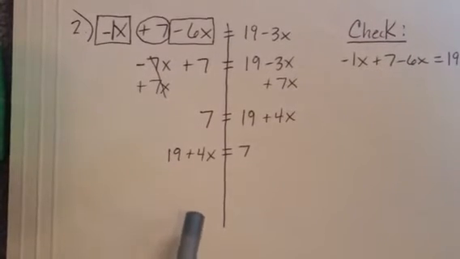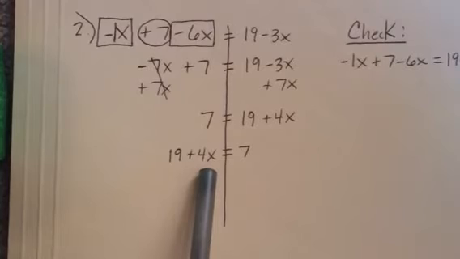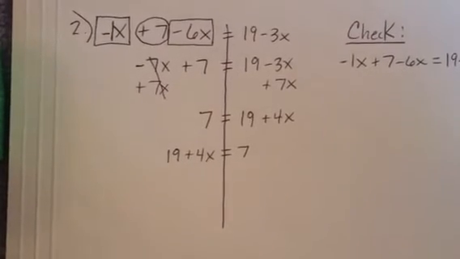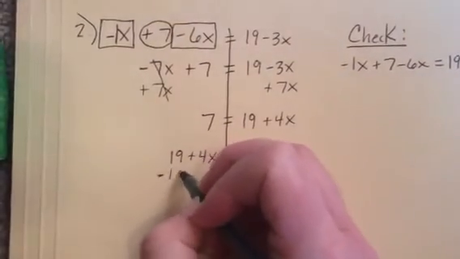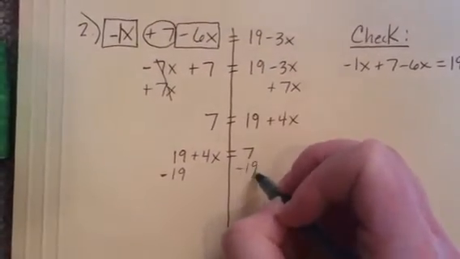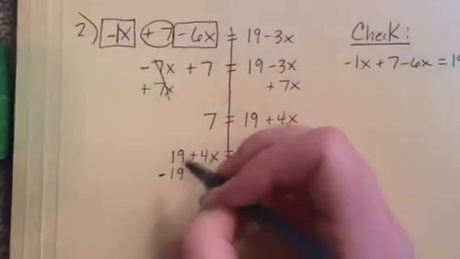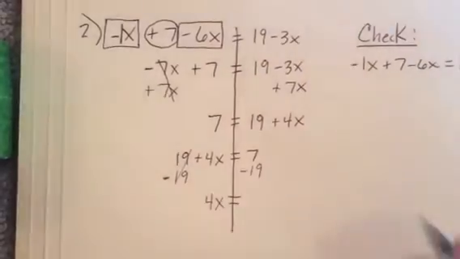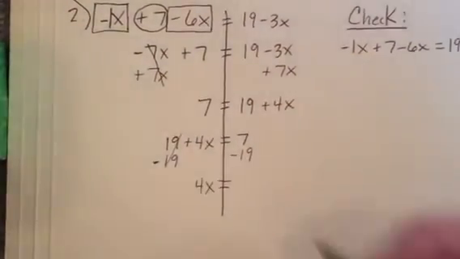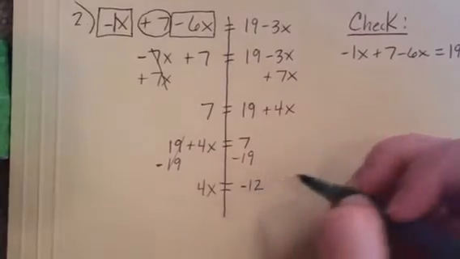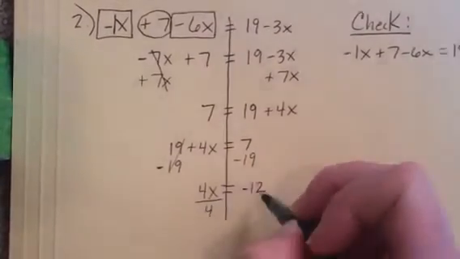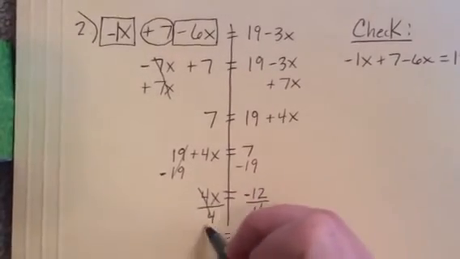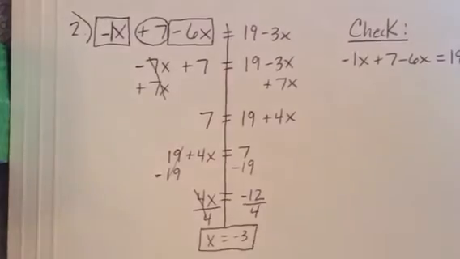So next I have a two-step equation. I need to isolate my 4x, because if I do that, I can just divide by 4 and I'm done solving. So the 19 is a problem. I'm going to subtract 19 from both sides, because it's a +19. That will get rid of the 19. I have just 4x equals, on the right side, 7 minus 19 is -12. And when I divide by 4 on both sides, I get x equals -3. So I have my answer.